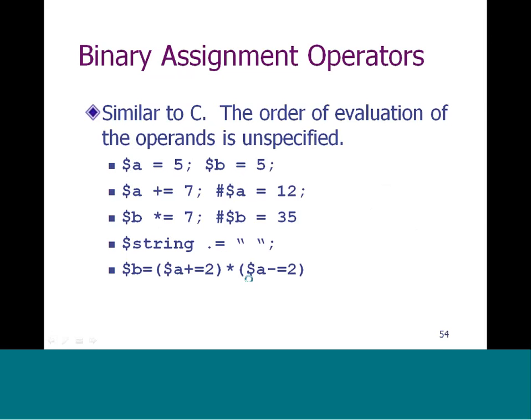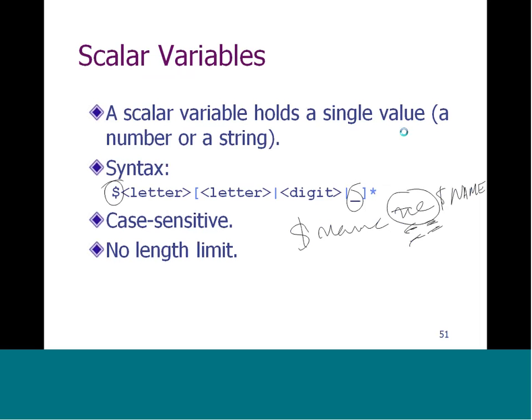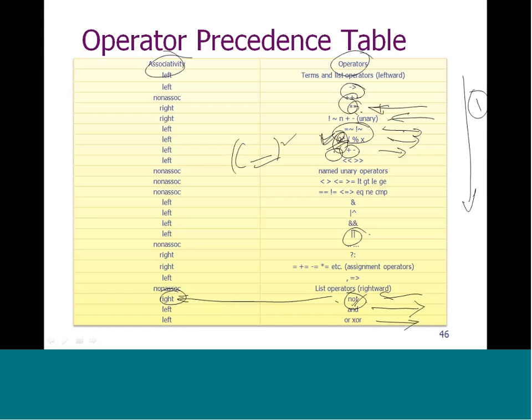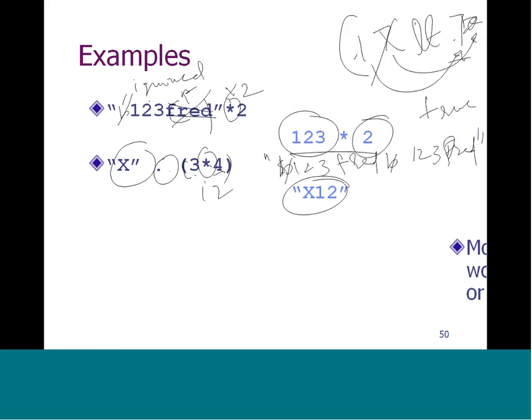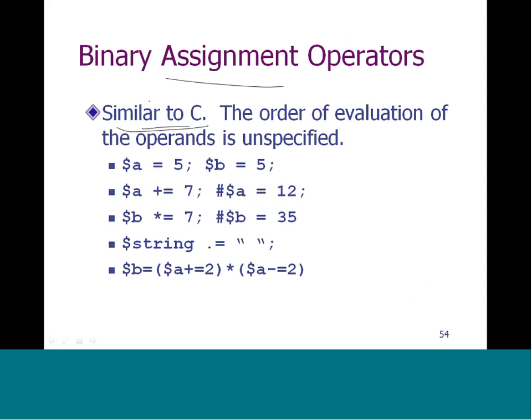So let me also go into the binary operators, or binary assignment. This is very similar to C. If you know C, then this will be fairly easy. The order of evaluation is unspecified. If we go back to the table that we talked about here, some of the plus-pluses are there, very similar to this one, but they don't have any kind of associativity. So now let's see what that means.